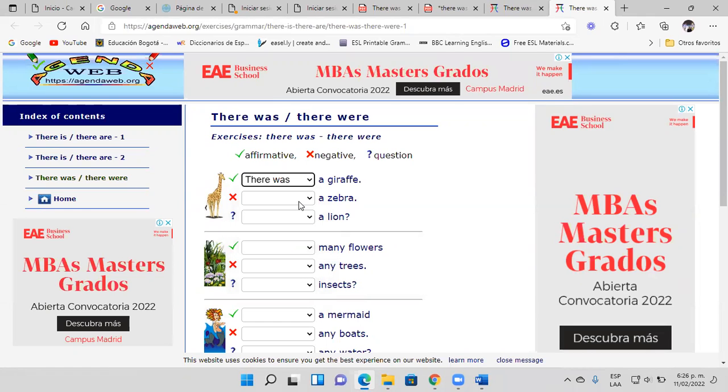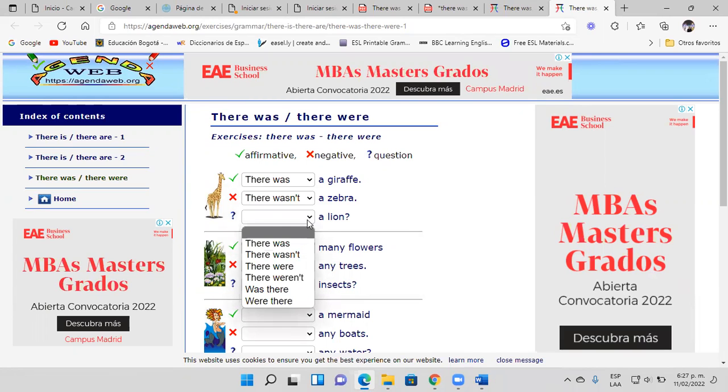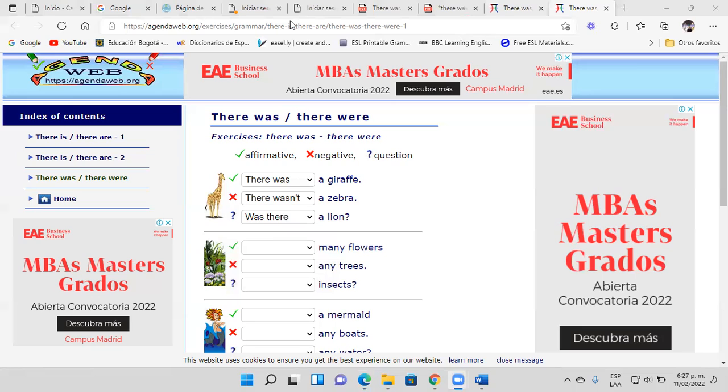Is a giraffe, so it is there was. Negative, what do you think is the negative? There was not. Excellent, there wasn't. There wasn't a zebra. No zebras, it's only a giraffe. And in the question, was there? Was there? Excellent, very good, very good. You are very good at this today.